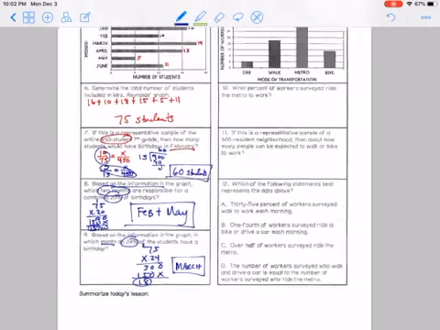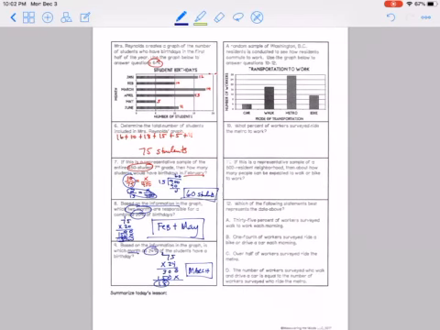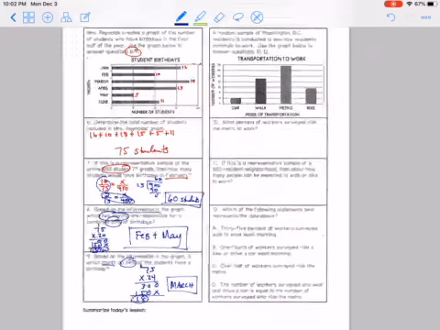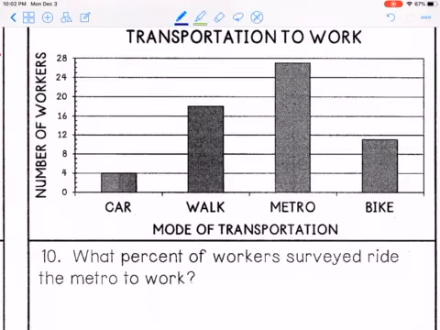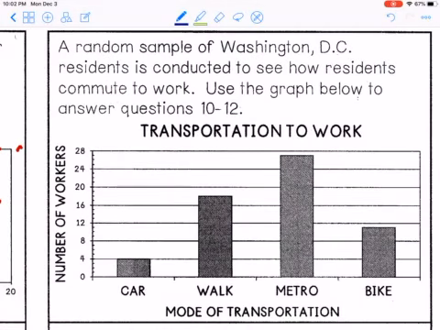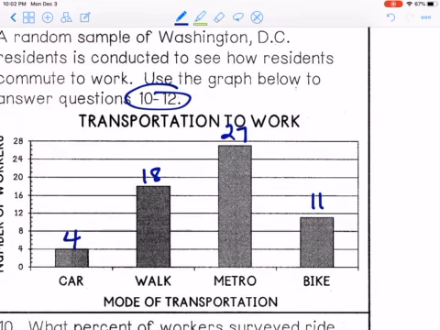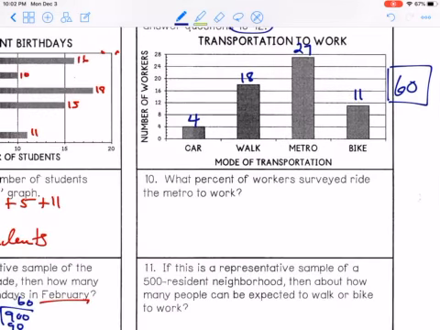So this is the left side of the worksheet. Now we're going to use the next bar graph to do the right side of the worksheet. So it says a random sample of Washington, D.C. residents is conducted to see how residents commute to work. Use the graph to answer question 10 through 12. And again, we want to label these already because it'll help us in the long run. When I add those, I get 60 total. And I added them because the first question this time does not ask me to add them.